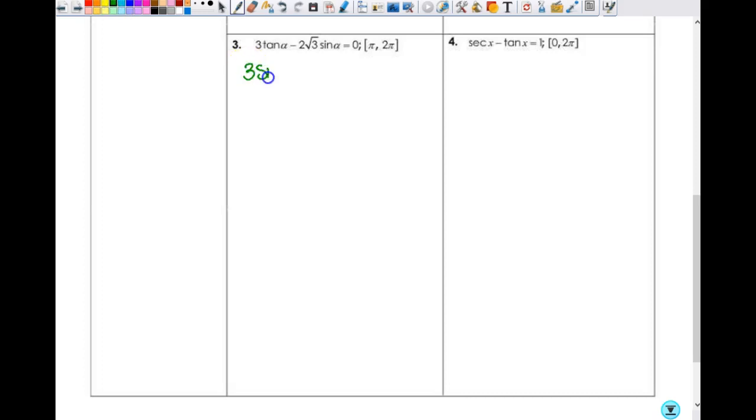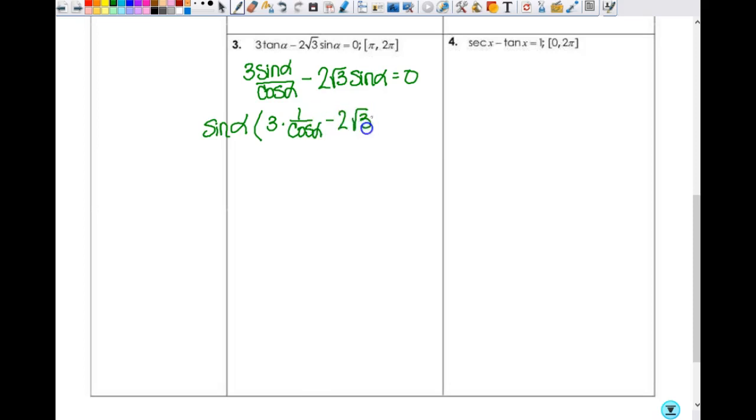So we're going to get 3 times the sine of alpha over the cosine of alpha minus 2 square root of 3 times the sine of alpha equals 0. So, could I get a common denominator here? Yes. Do I have any other options besides that? Could I factor out? Do I have a GCF? Yeah, what is it? Sine of alpha. So let's just factor instead of making things worse, right? So sine of alpha gets factored out. That leaves me with 3 times 1 over cosine alpha minus 2 square root of 3 equals 0.